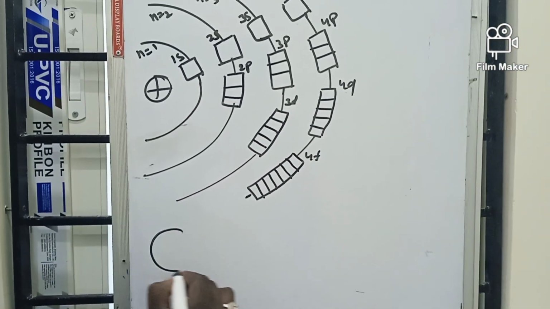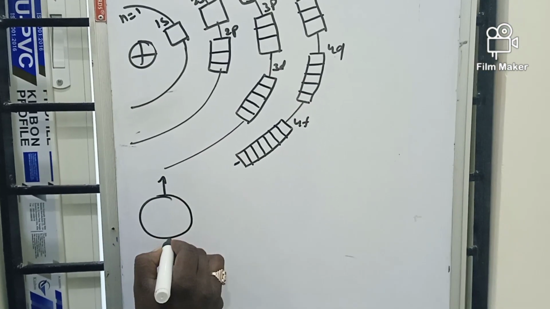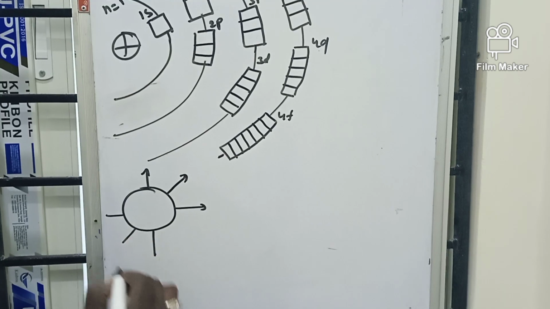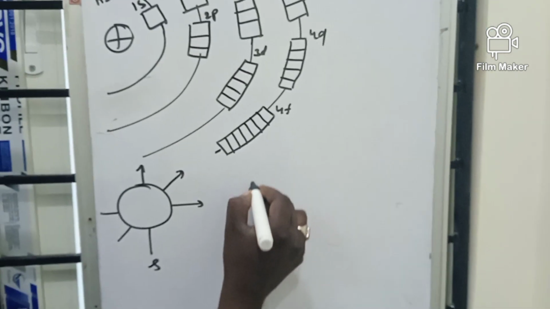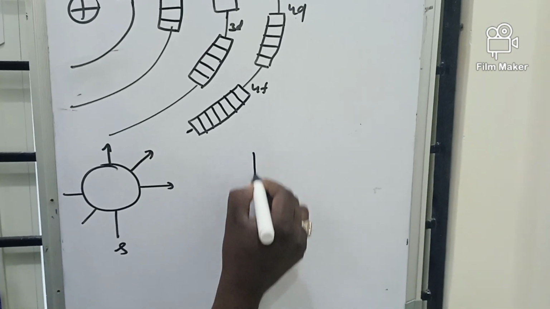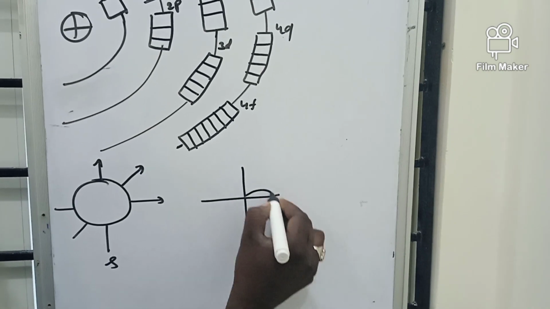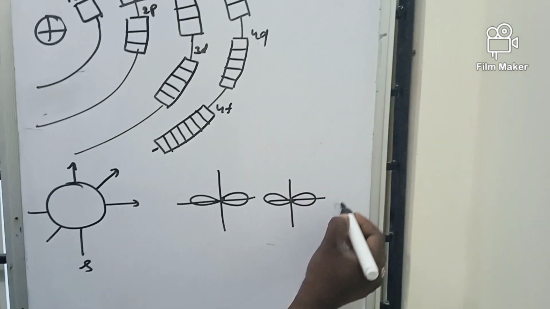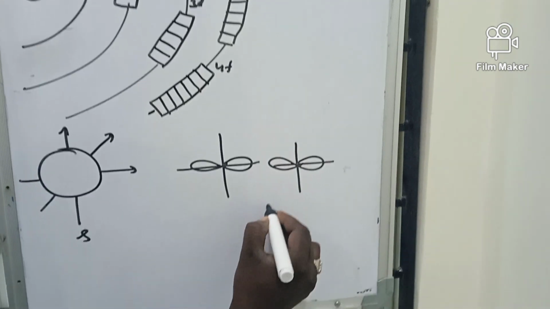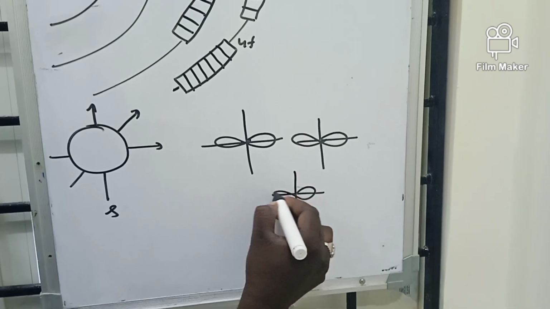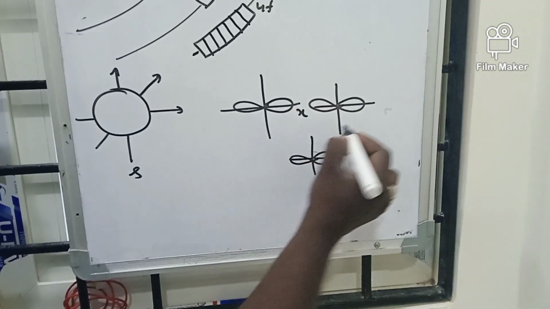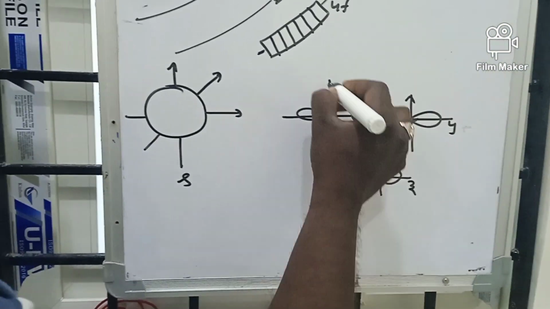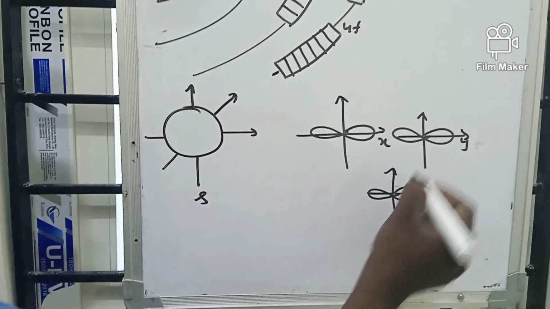S orbital will be in a spherical shape. And p orbitals are in dumbbell shape. This is along the x-axis, along the y-axis, along the z-axis. These three are mutually perpendicular axes. That's why we can take them in which orientation.